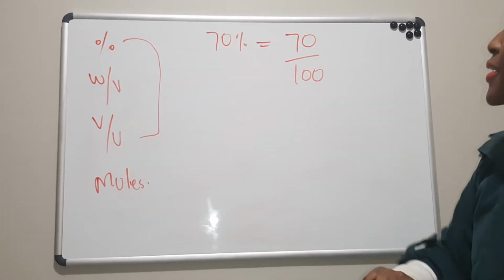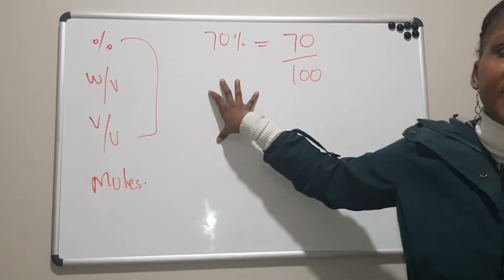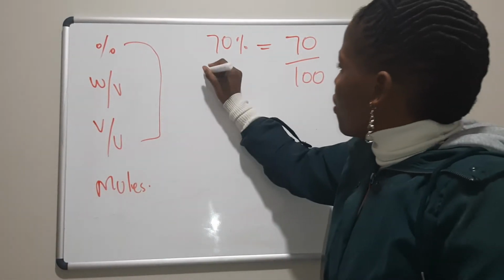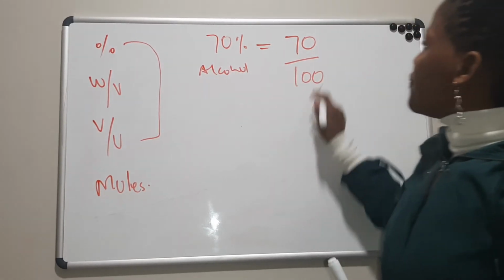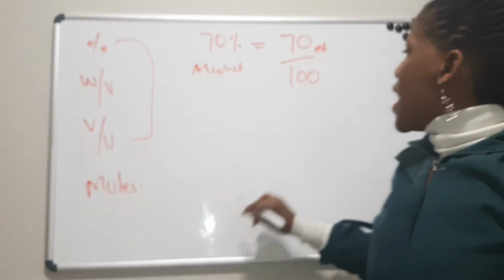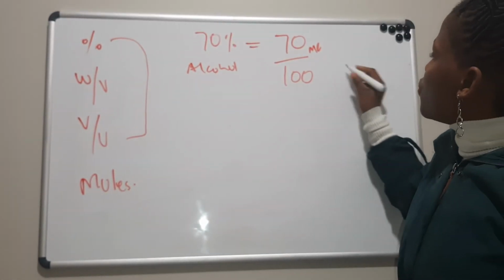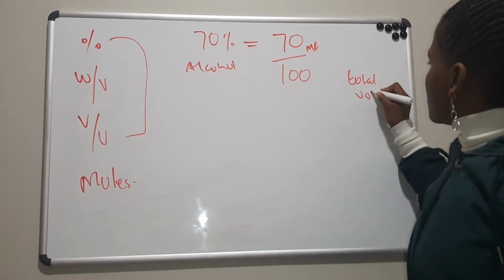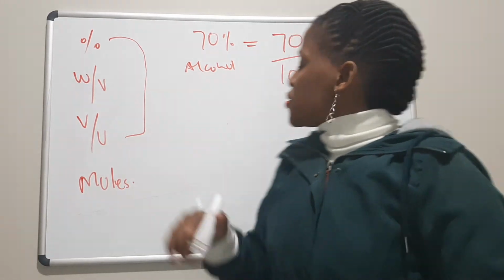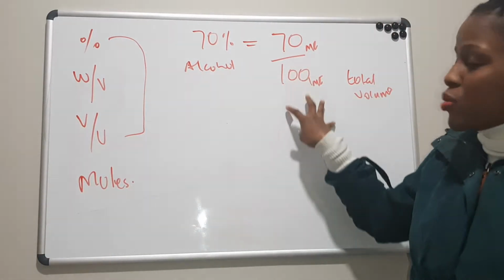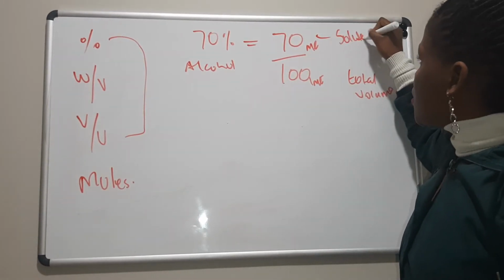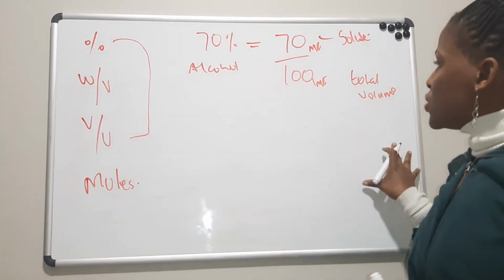Basically, what it means is that, as we know, 70% is the same as 70 over 100. And because we are talking about alcohol, this 70 would be 70 milliliters. And then this 100, which is your total volume, will also be in mils. So like I said, the 100 represents the total volume, and the 70 ml will represent your solute, which is what will be dissolved by your water.